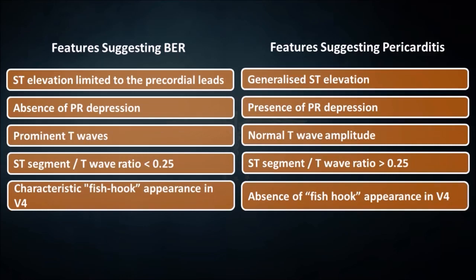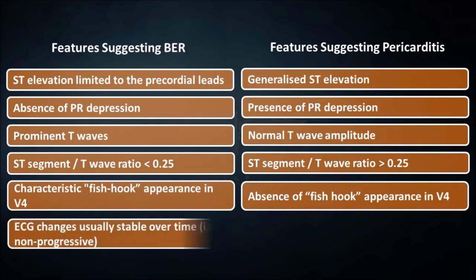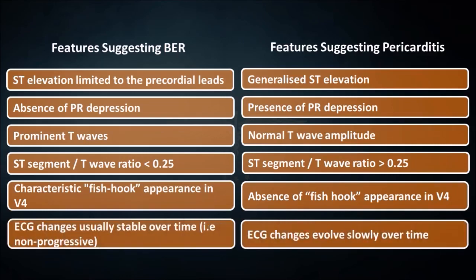In pericarditis, the ECG will evolve over 1 to 4 weeks, whereas in early repolarization it will be there continuously. What it means is, suppose you have an old ECG from 1 year back, the early repolarization ECG will look the same, whereas the pericarditis ECG will look different. So it's better to have an old ECG to compare early repolarization versus pericarditis.